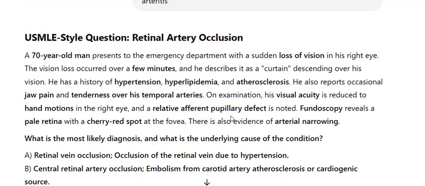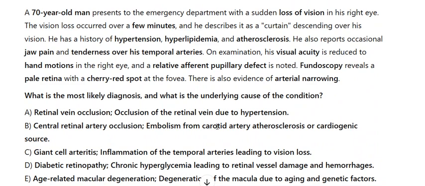A 70-year-old man presents to the emergency department with a sudden loss of vision in his right eye. The vision loss occurred over a few minutes, and he describes it as a curtain descending over his vision. He has a history of hypertension, hyperlipidemia, and atherosclerosis. He also reports occasional jaw pain and tenderness over his temporal arteries.